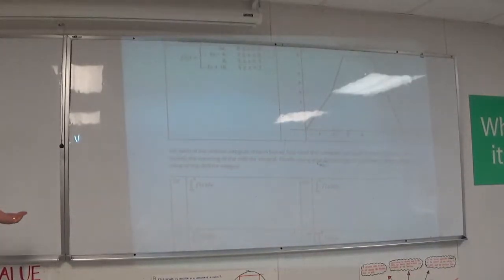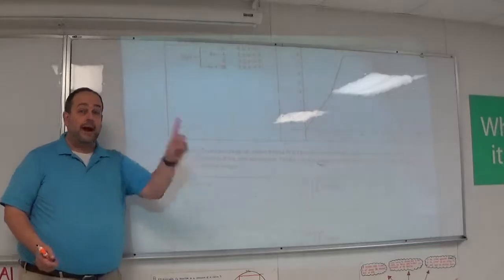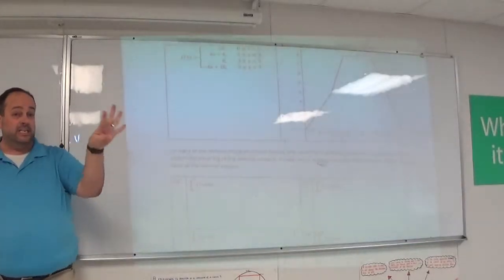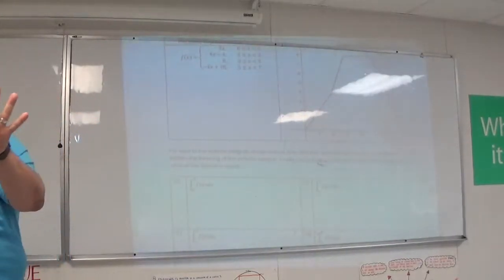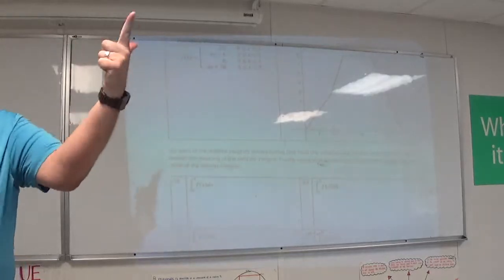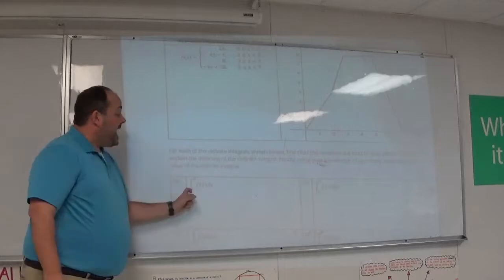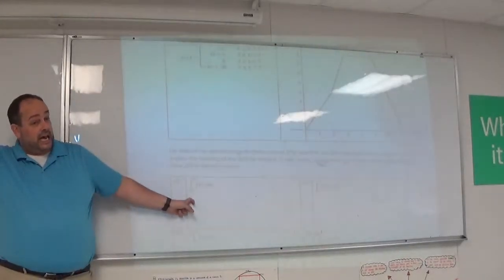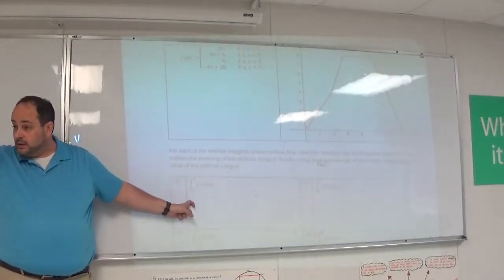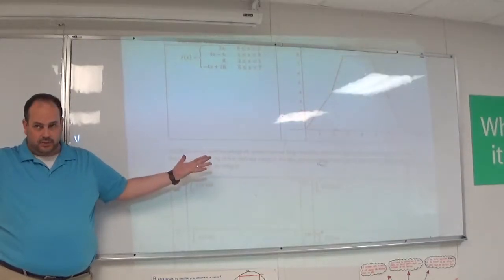What am I looking for? The area. I'm looking for bounded area, 4 bounds. I need to hear all 4 bounds. The x-axis, the graph, the vertical line x equals 0, and? The vertical line x equals 3.